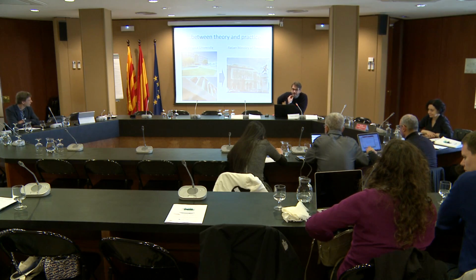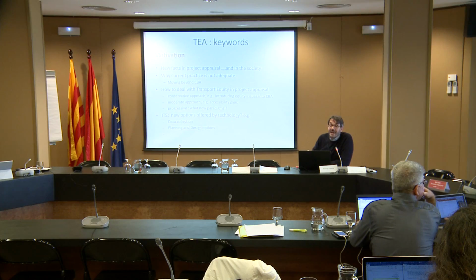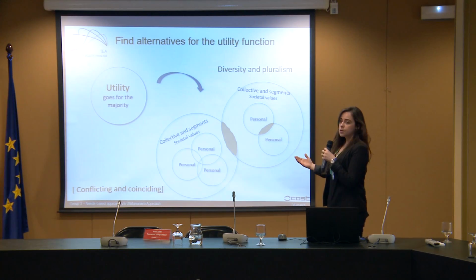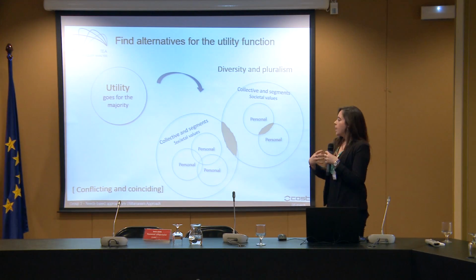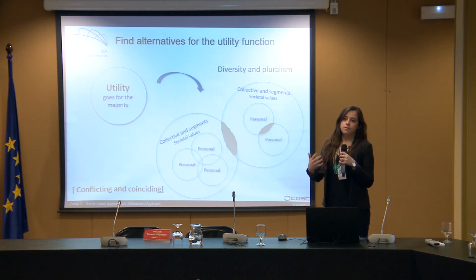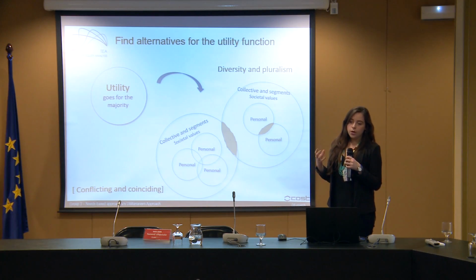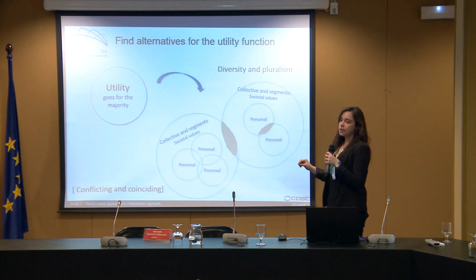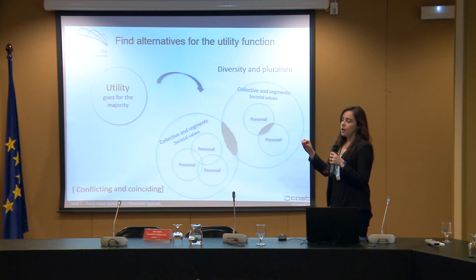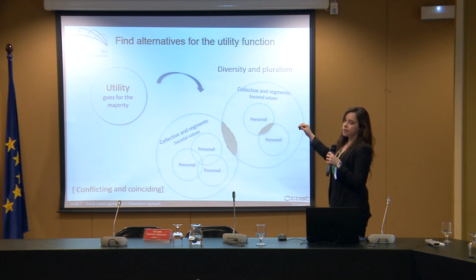So we're considering that people have their personal needs, and those personal needs are coinciding between individuals, but at the same time these individuals are participating in collectives and segments of society. So these societal values at the same time are coinciding between them, and sometimes are conflicting between them. So the work of the transport planner at the end is to recognize these particularities and these kinds of needs, both for personal and collective segments.